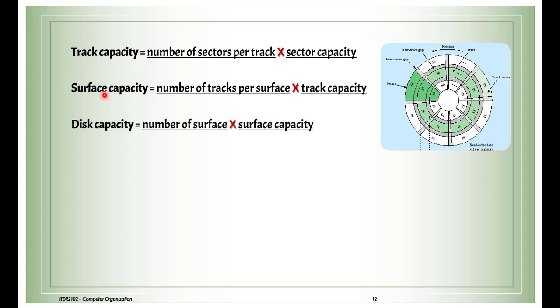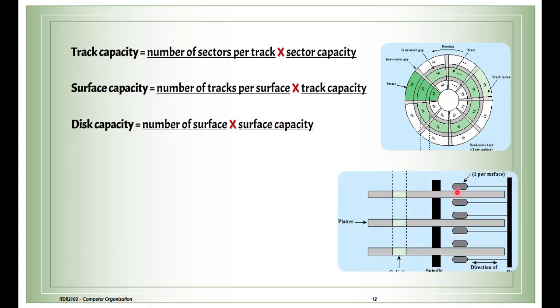Then we can calculate the whole disk capacity by multiplying the number of surfaces by the surface capacity. In this case, this disk is called a double-sided disk, so the number of surfaces is the number of platters multiplied by 2, because there are 2 surfaces for each platter. This is how we calculate the disk capacity.